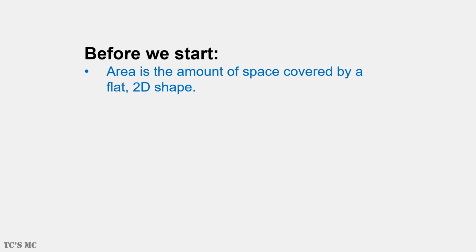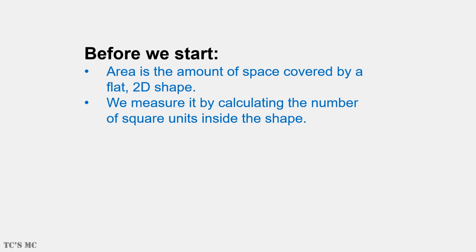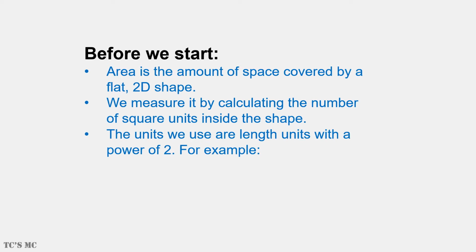Area is the amount of space covered by a flat 2D shape. We measure it by calculating the number of square units inside that shape. The units we use are length units with a power of 2. For example, centimetre squared, millimetre squared, metre squared, and so on.